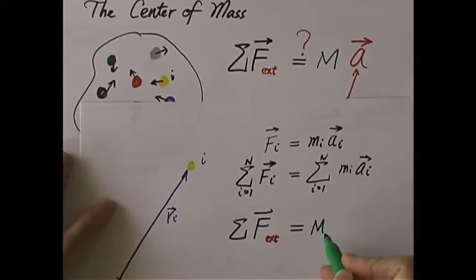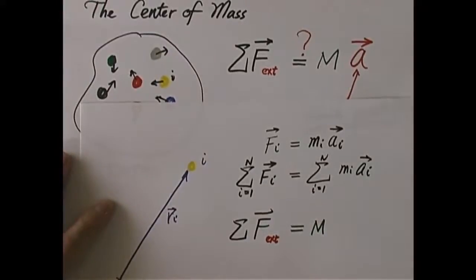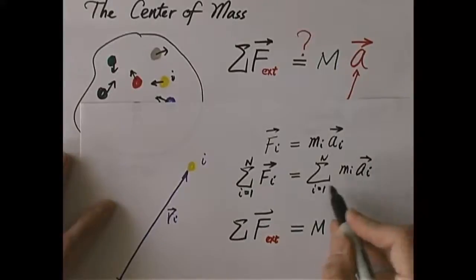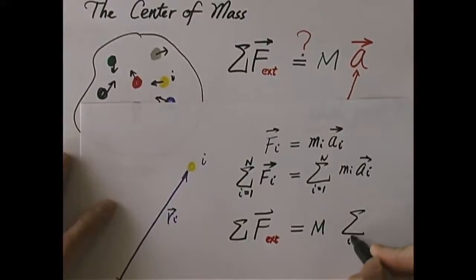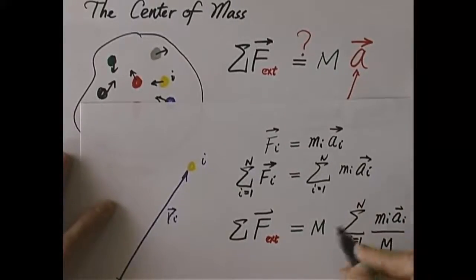That's the total mass. Of course, when you force the total mass out, you're going to have to divide by m, because you multiply by m, you have to divide by m. So there we go. Let me see what's left. Sum of m sub i, a sub i, divided by m, right? M and m cancel, so these two are, of course, the same.